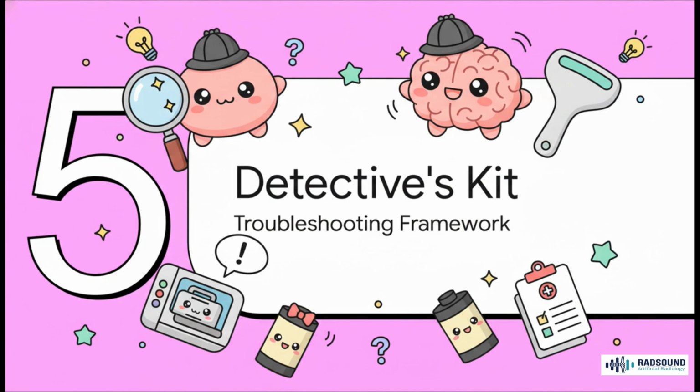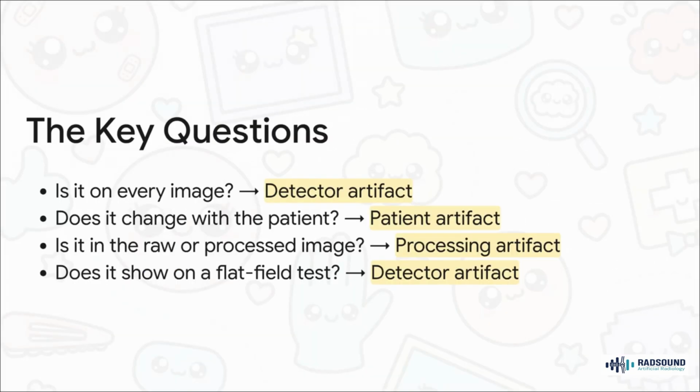Okay, so with all of these potential false clues, from the patient, from the detector, from the processing, from all this new tech, how on earth does a radiologist solve the case every single time? Well, they don't guess. They have a system, a framework. This is it, the essential troubleshooting checklist. It's just a series of simple questions that act like a process of elimination. Is the thing in the exact same spot on every single image? That's probably the detector. Does it only show up on the processed image but not the original raw data? That's a processing artifact. This logic quickly and reliably gets you to the source of the clue.